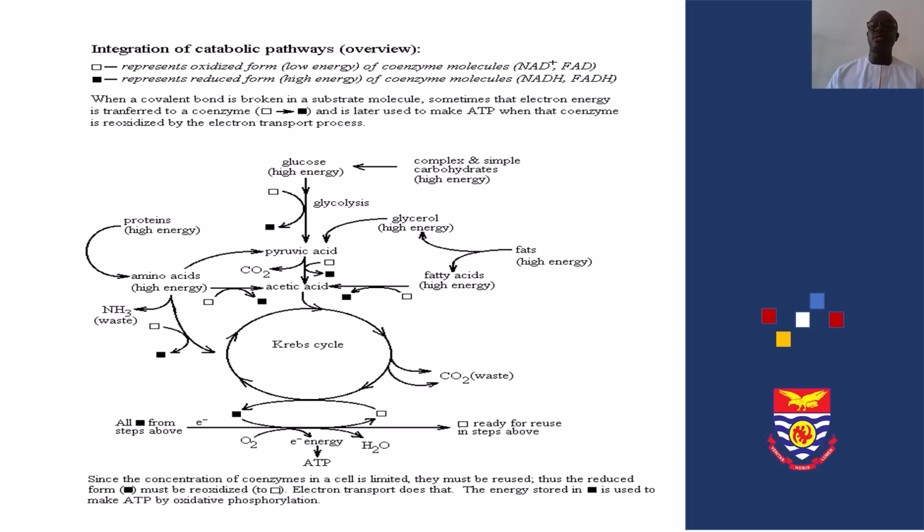When a covalent bond is broken in a substrate molecule, sometimes that electron energy is transferred to a coenzyme and it is later used to make ATP when that coenzyme is reoxidized by the electron transport process. Since the concentration of coenzymes in a cell is limited, they must be reused. Thus, the reduced form must be reoxidized. Electron transport does that. The energy stored is used to make ATP by oxidative phosphorylation.